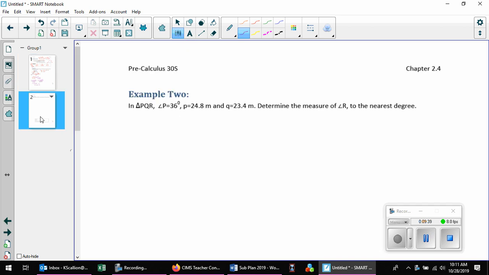Okay. So like I said, drawing digital triangles and putting stuff on them is very difficult. So instead, I just write them out. It saves me a lot of trouble, and makes you guys draw the triangle. So all this means is my triangle is going to have vertices, or corners, labeled P, Q, R. Angle P is 36 degrees. Side p is 24.8, and side q is 23.4.